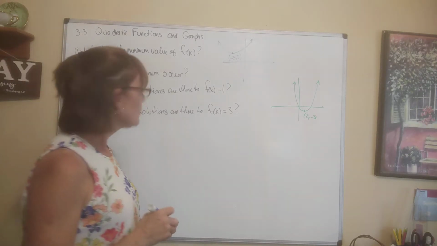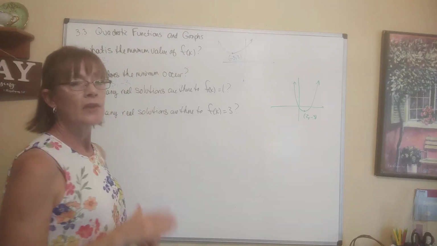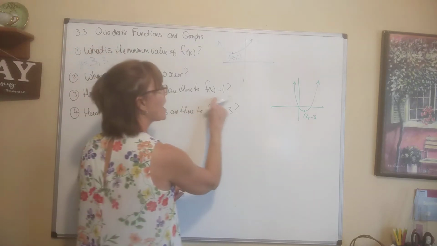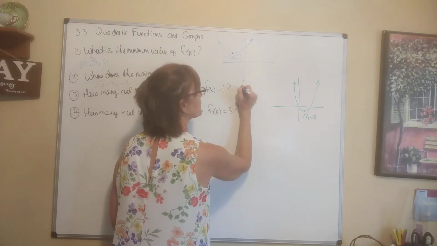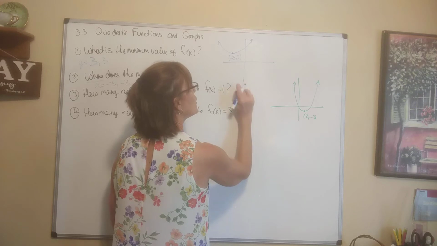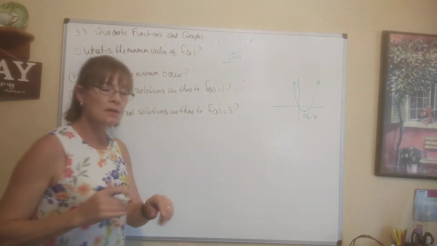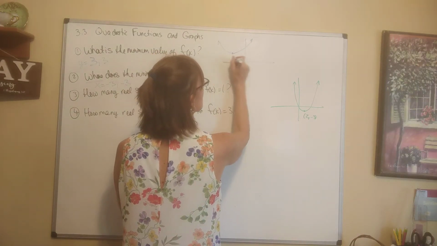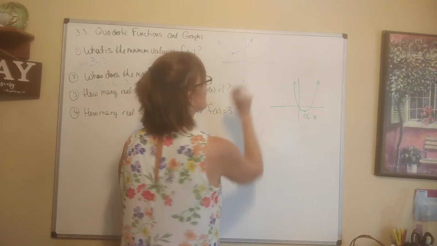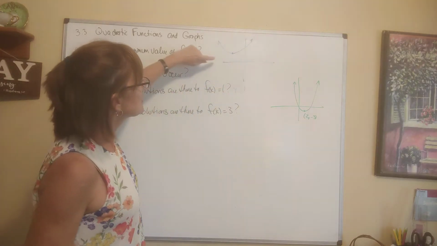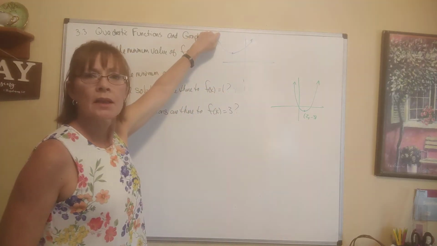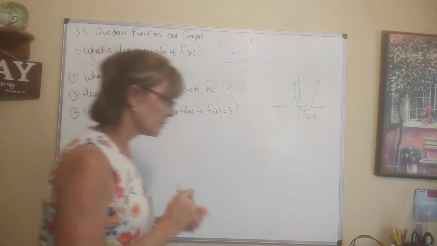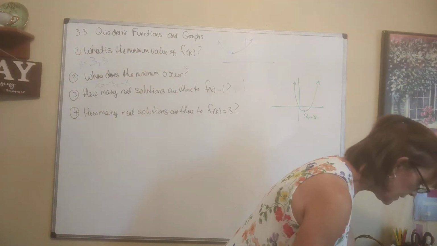Then number 3, how many real solutions are there to f of x equals 1? Well, f of x equals 1 is the same thing as y equals 1, right? Y equals 1 is a horizontal line. So what you want to do here, this is at -3, 3. Y equals 1 is right here, down here at 1, right? How many places does the line intersect the parabola? 0. So the answer to this is 0. This marker's about gone, isn't it? 0.